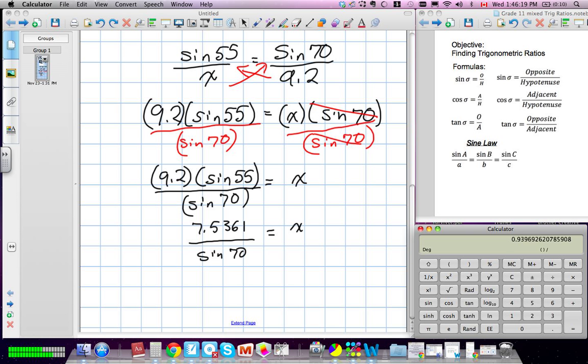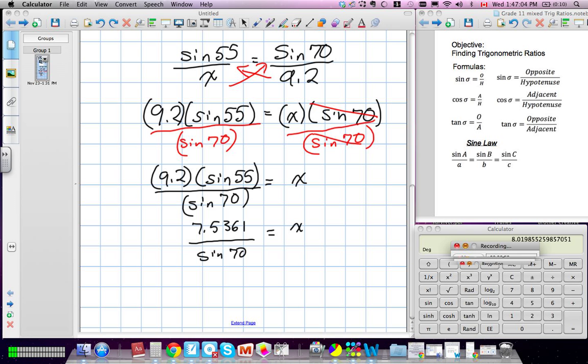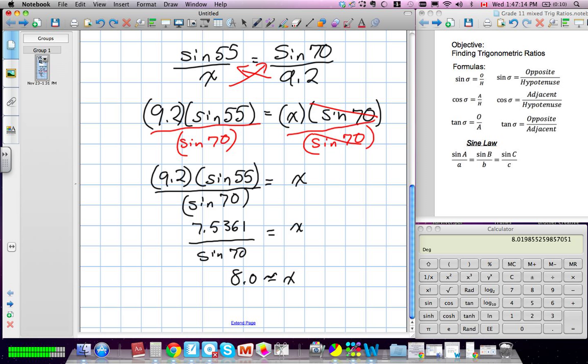Okay, so once we figured it out, we discovered that x is equal to 8.01. We're going to say approximately 8 centimeters. So the other side of this triangle, our x was 8.0 centimeters long. Okay?